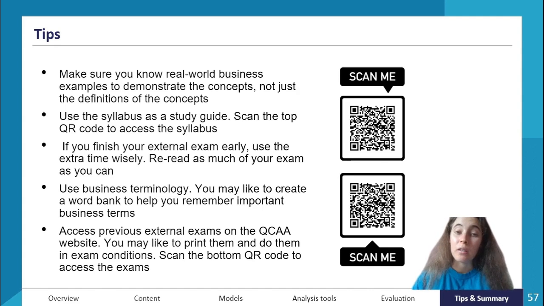So reread as much of the exam as you can. Try and improve your vocabulary. Look at your grammar and your spelling to make sure it's all as polished as you can make it. Make sure you use business terminology. So you might like to create a word bank to help you remember important business terms. You can find all your important business terms in the resources that you have in class, in your textbooks, and in slides like this deck of slides.